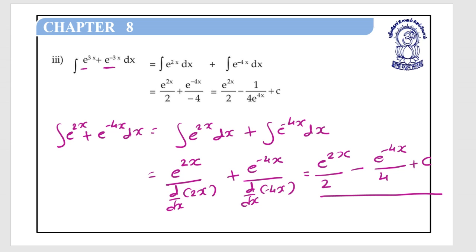So this is the answer. Or you can write e raised to 2x by 2 minus 1 by 4 into e raised to 4x plus c. When the numerator becomes the denominator, the negative power becomes positive. Okay.